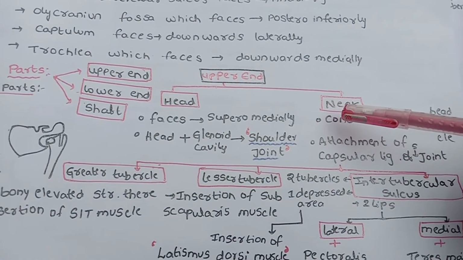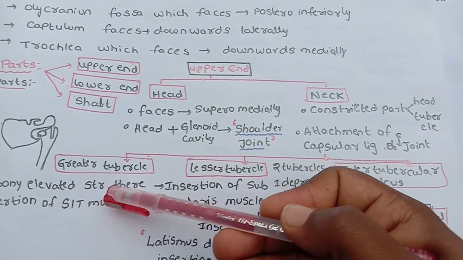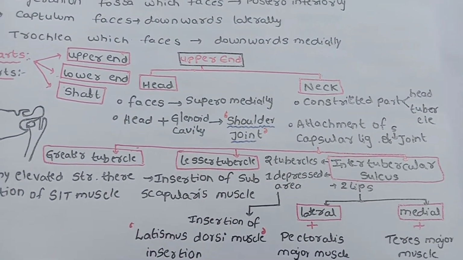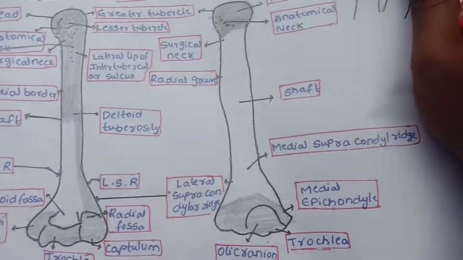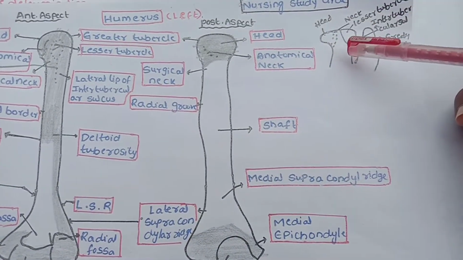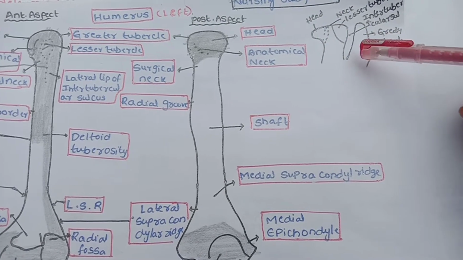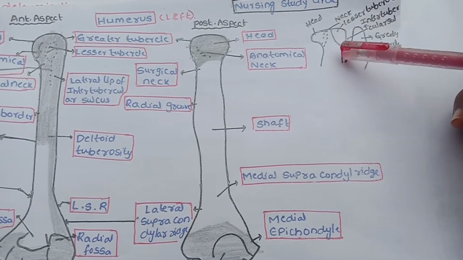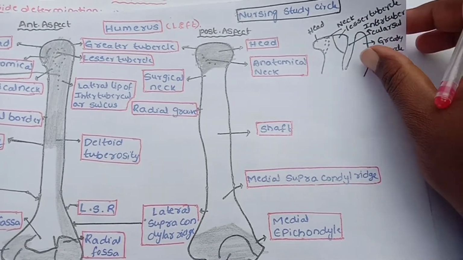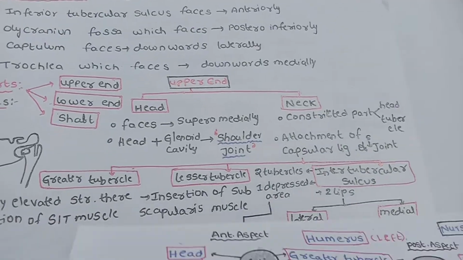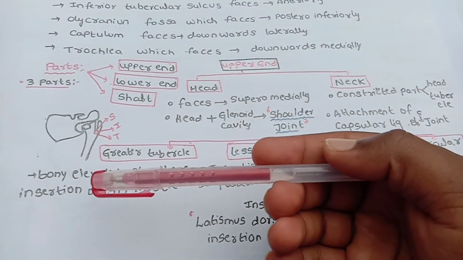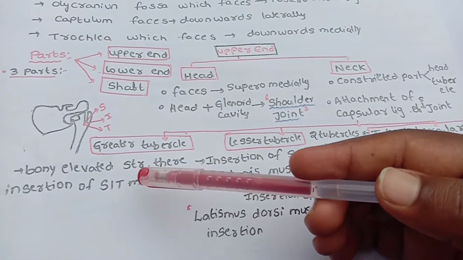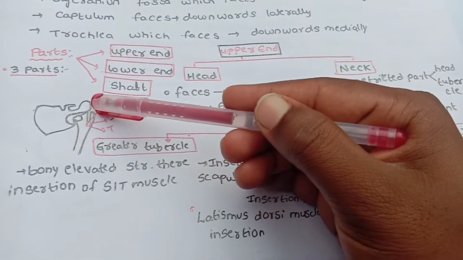Next, the greater tubercle, lesser tubercle, and intertubercular sulcus. You will see this is the lesser tubercle, this is the greater tubercle, and in between these two there is the intertubercular sulcus. The greater tubercle is a bony elevated structure.